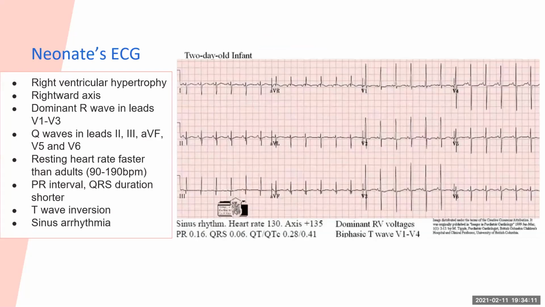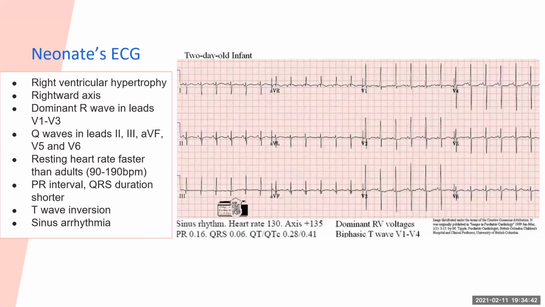Okay, so this is just for you to know the neonatal ECG. This is an ECG of a 2 day old infant. If you look closely at the ECG, you might find there is right ventricular hypertrophy and rightward axis, and there is a dominant R wave in leads V1, V2, V3, and there are Q waves in leads 2, 3, aVF, V5, and V6.